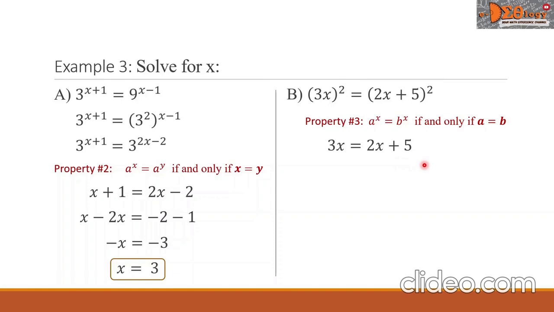Let us solve now for x. This 2x we transpose to the left. So we have 3x minus 2x equals 5. Then the left side becomes x equals 5. This is the value of x.